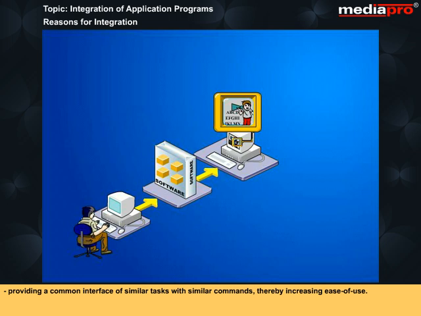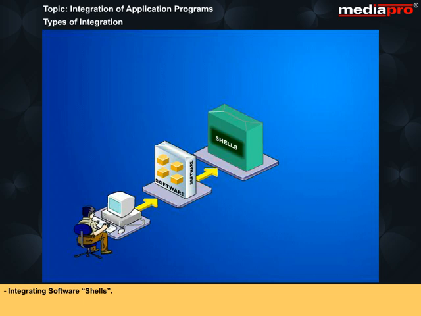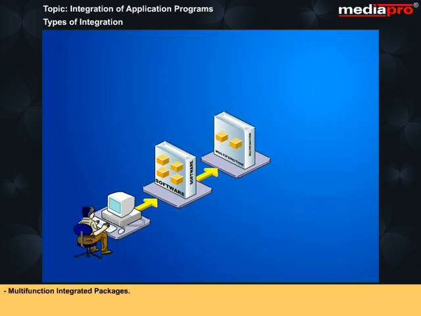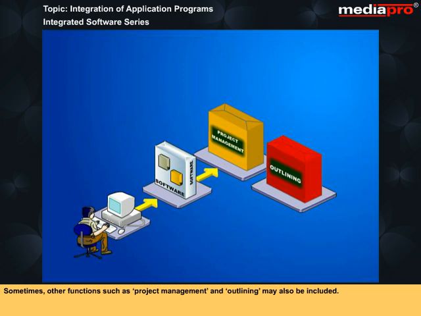increasing ease of use. In the field of software integration, one can see three forms of software: integrated software series, integrating software shells, multifunction integrated packages. The integrated software series includes a combination of separate packages that can generally process words, manipulate spreadsheets, manage and maintain database files, create graphics, and perform data communications functions. Sometimes, other functions such as project management and outlining may also be included.